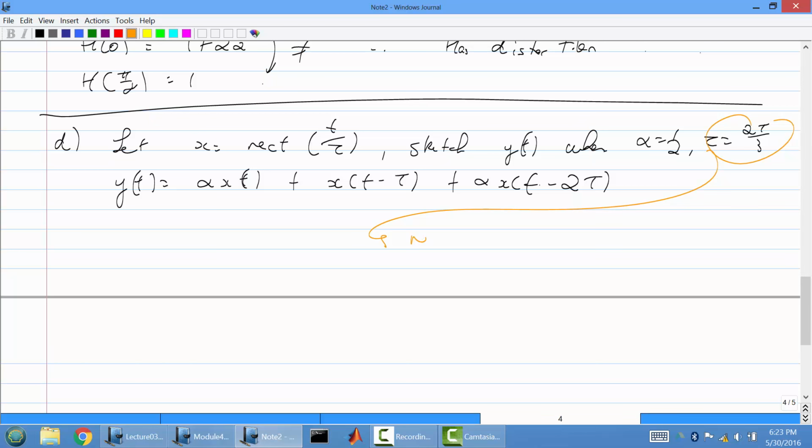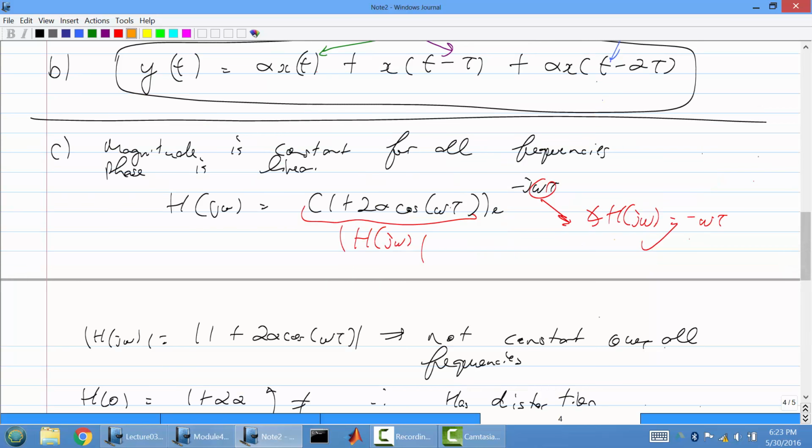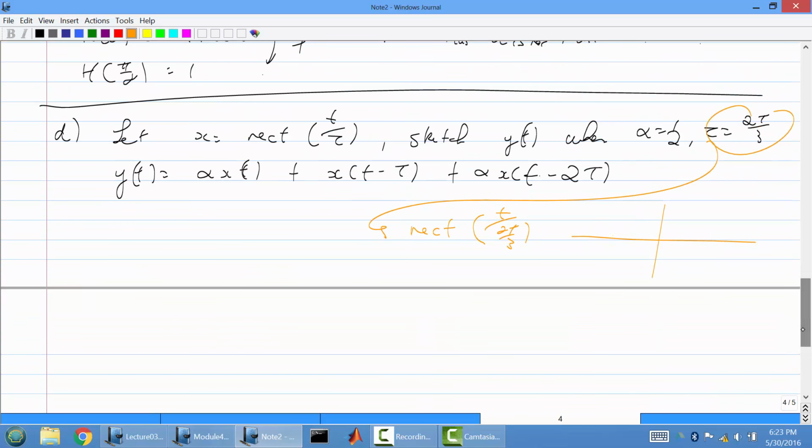So in this case, rect of t over 2T over 3 is equal to what? It's a rectangular function which spans between minus T over 3 and plus T over 3, right? Because you want to figure out where the halfway point is. So it simply looks like this. This is 1, and this is minus T over 3, and this is T over 3 over here. Okay? That's great. So all you have to do is just take this and draw this 3 times, okay?